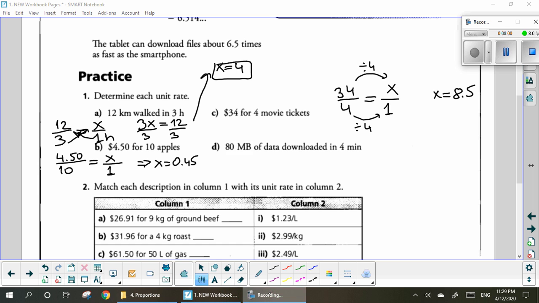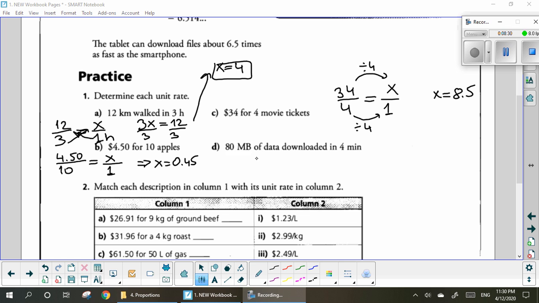Let's see. On our next question, we have 80 megabytes of data downloaded in 4 minutes. So this might be like an internet speed. And if it was described to you like this, 80 megabytes of data downloaded in 4 minutes, you wouldn't really know if this is fast or slow. So you really want to find out how much it is for 1 minute, or maybe 1 second, or whatever it is. So in this case, we're just going to find what 1 minute is.